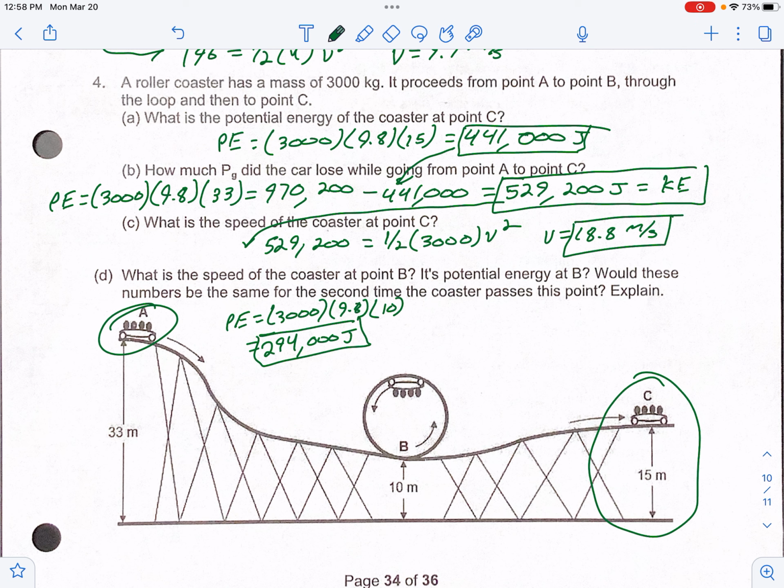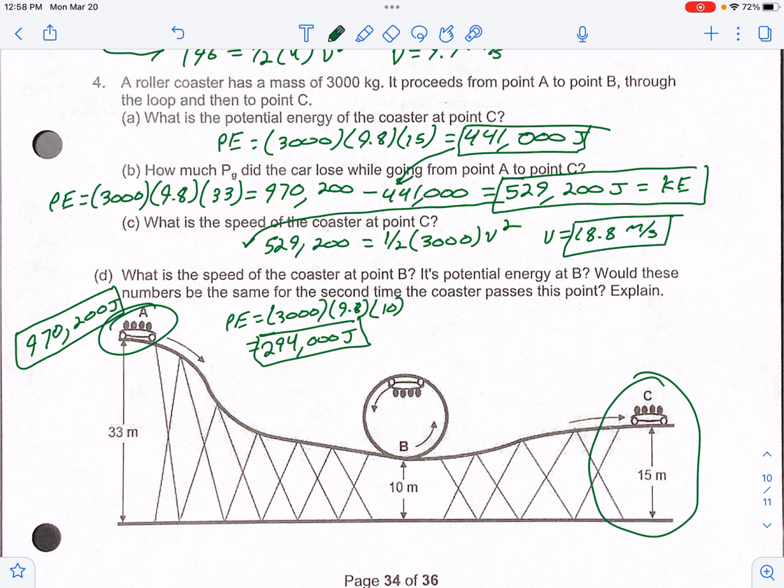Okay, so remember at point A, we found out our total joules was 970,200 joules. So that's before it actually starts going down and having velocity. So that is our total mechanical energy right there. That means your total mechanical energy would be the same at every given point. So at point B, it would be 970,200. At point C, it's 970,200.